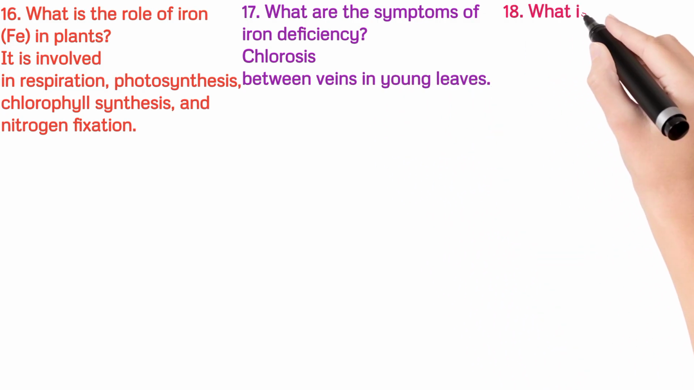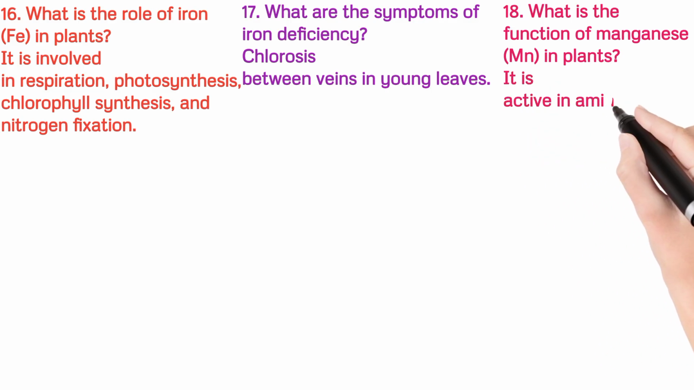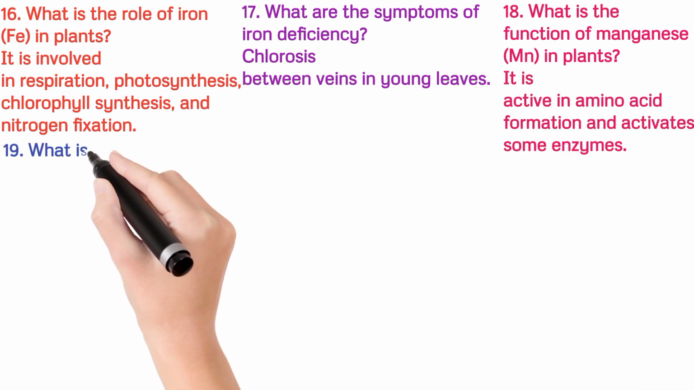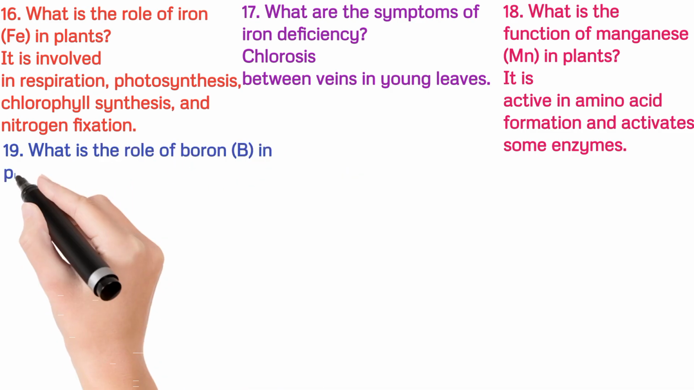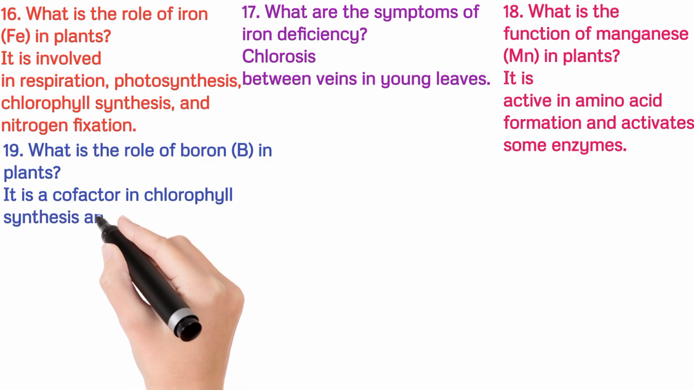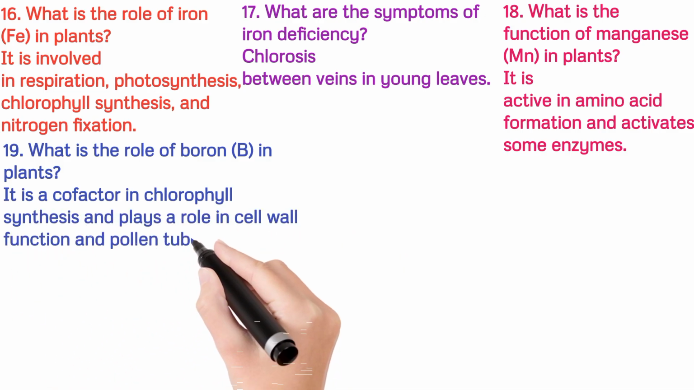18. What is the function of manganese in plants? It is active in amino acid formation and activates some enzymes. 19. What is the role of boron in plants? It is a cofactor in chlorophyll synthesis and plays a role in cell wall function and pollen tube growth.